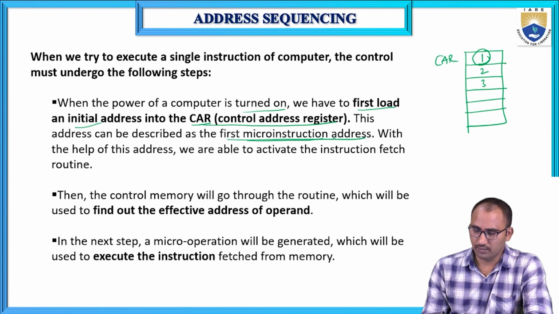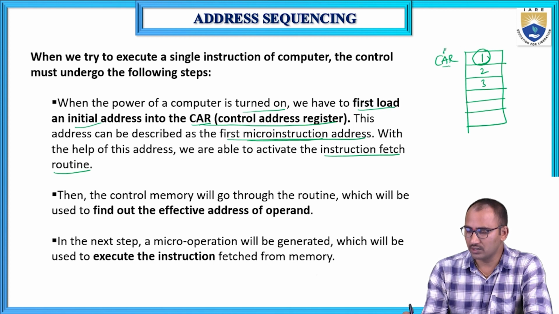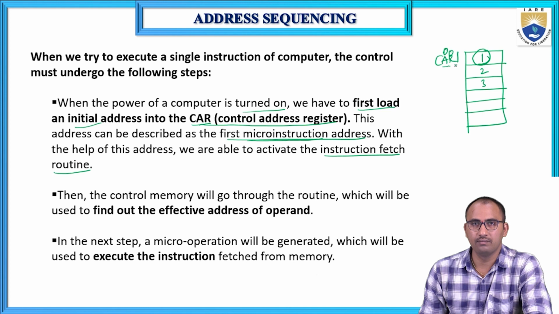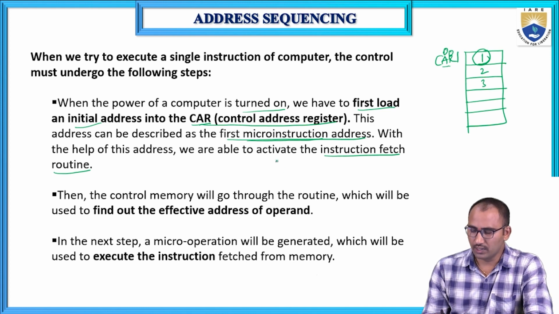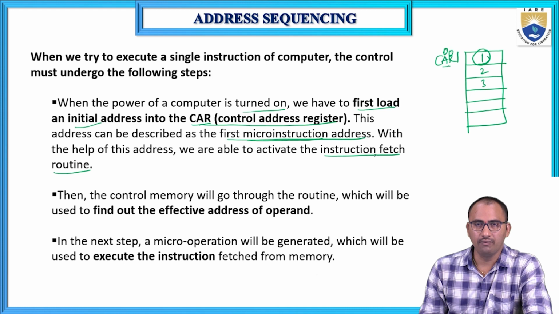Next, with the help of this address, we are able to activate the instruction fetch routine. Let us assume the starting address is 001. With that address, it will activate the instruction fetch, because whenever there is an instruction, it has to undergo 3 steps: fetch, decode, execute. The first step is fetching: the instruction has to be fetched from the memory first. After that, it has to be decoded, and finally it has to be executed.